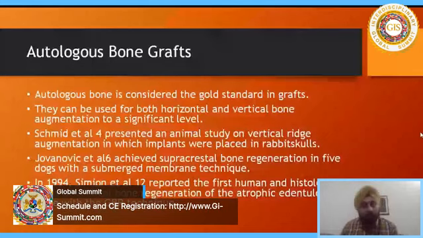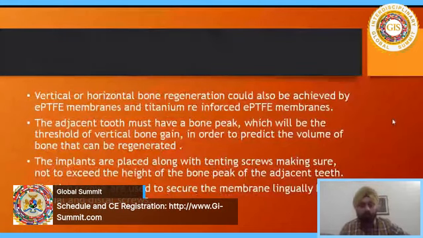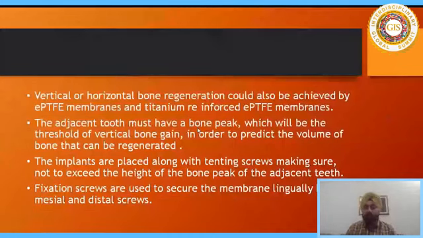The vertical or horizontal bone regeneration could also be achieved by EPTFE membranes and titanium reinforced EPTFE membranes. For vertical bone regeneration, we must always understand that the adjacent tooth must have a bone peak, which will be the threshold of vertical bone gain. That is the level of bone that you can predictably, or should aim to, regenerate.